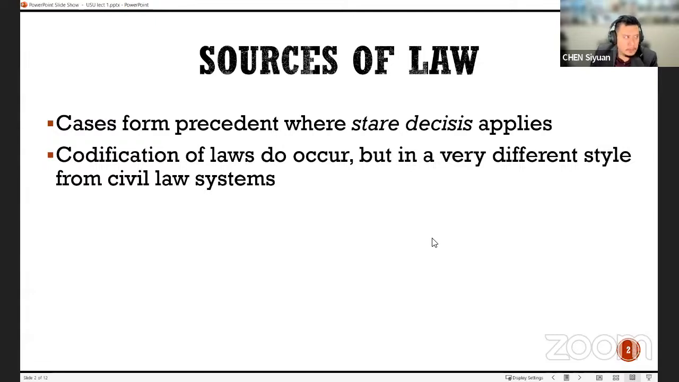So it's not as though Singapore does not have statutes. We do codify some laws. In today's lesson, we are really looking at criminal procedure and criminal law. Generally in Singapore, anything that's related to criminal law, including criminal procedure, will be codified. So we do have statutes for that.